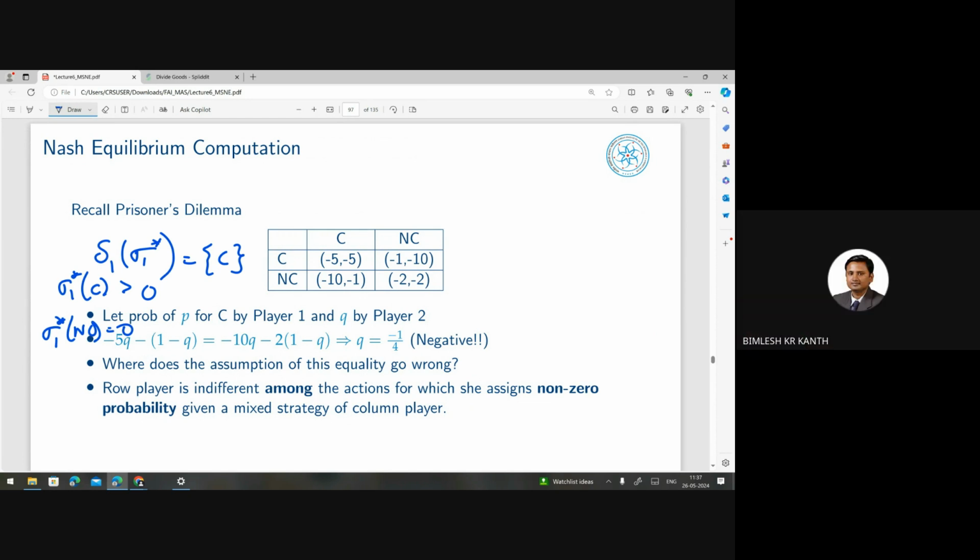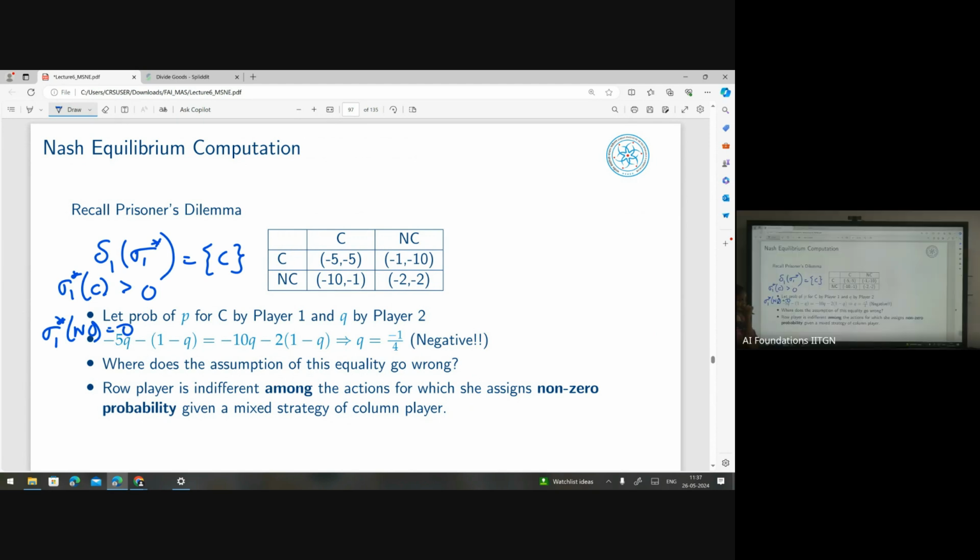Similarly for player 2, it would be? Yes. That's because this is a strongly dominant strategy. So the same argument will also hold for player 2. Won't have NC in the support. We only have C in the support for any equilibrium.